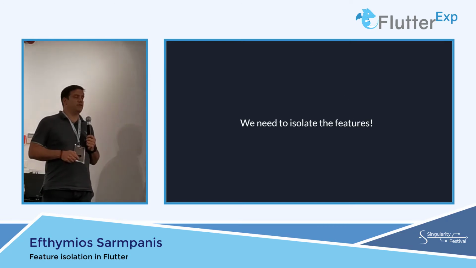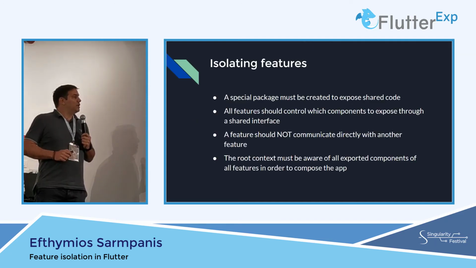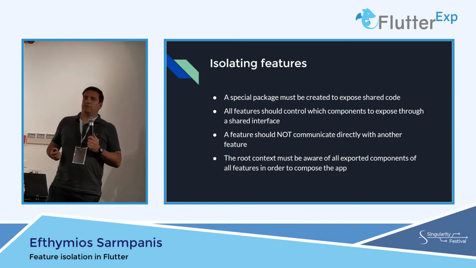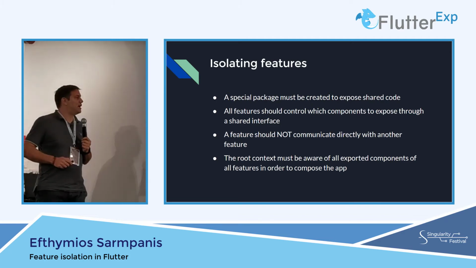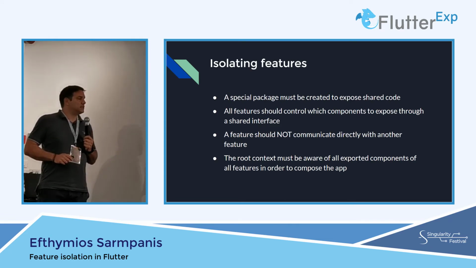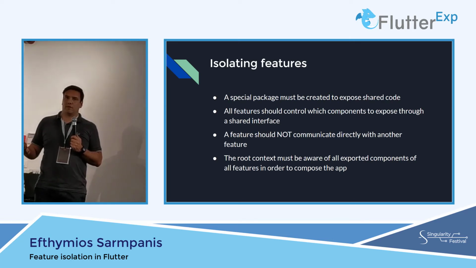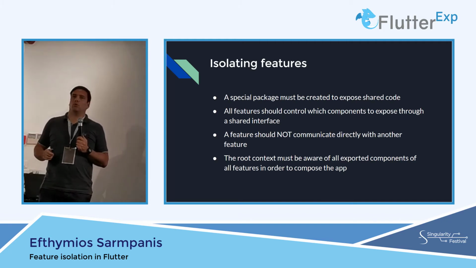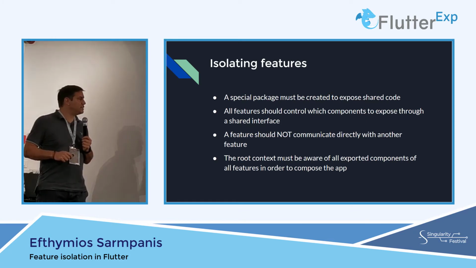So, how can we isolate features? Let's see how we can approach isolation in features. First of all, being DRY and all, we want to have common code somewhere that we can reuse. So we need to expose shared code in some manner. And again, we have to control what the feature exposes to the rest of the environment. We have to control it in a uniform way, so all of the features will expose the same things. This can be done with a shared interface. I think it's a good approach to think of it as an interface.